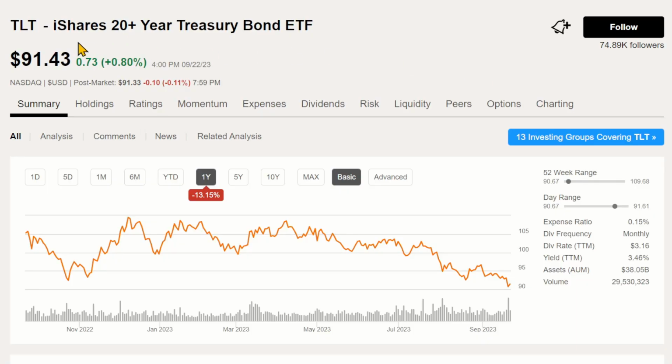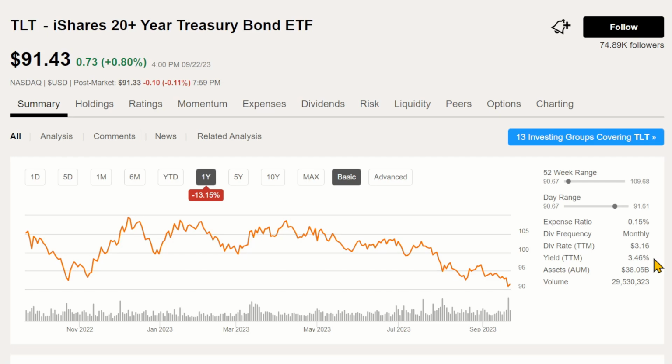TLT comes to us from iShares or BlackRock. It's a 20+ year Treasury bond ETF, and you look at the holdings, that's all you're going to find, long-term Treasuries. Very exciting stuff. Expense ratio is 0.15%, reasonable, pays every single month. The current yield is around 3.5%, but if you look at the last distribution, it's about 3.8% if you annualize that.